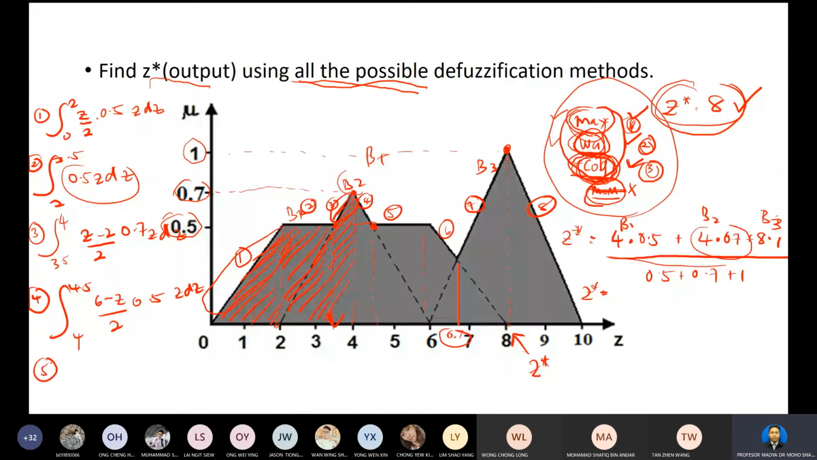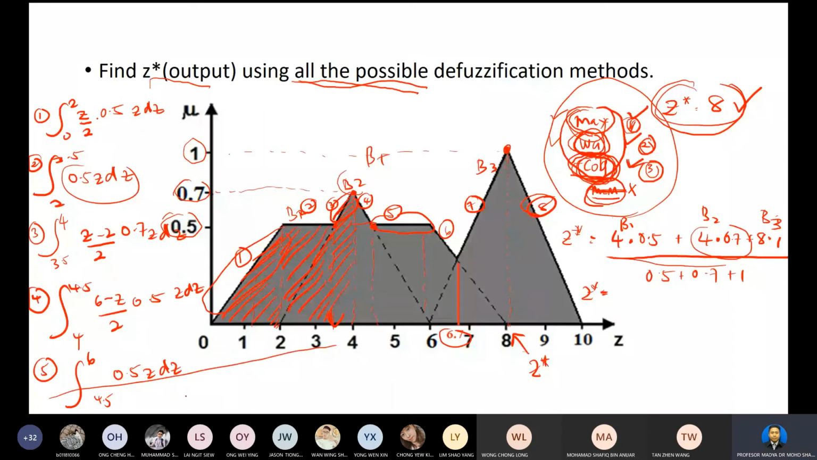Next, we try until question number 5. Question number 5 will be like this, from 4.5 to maybe 6, 0.5 z dz. Okay, clear? You have to get until 8 equations. After you get all 8 equations, you divide, and the denominator will be the same.